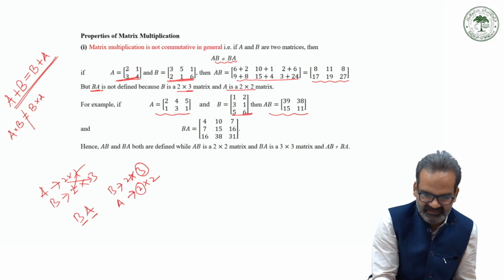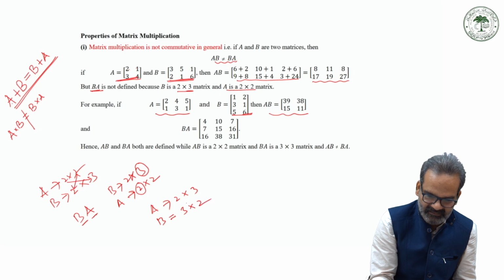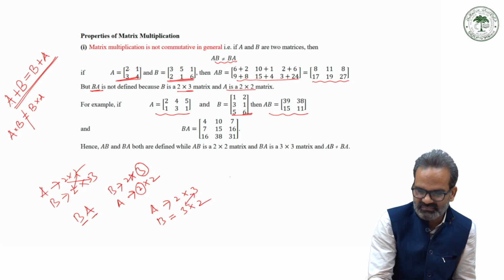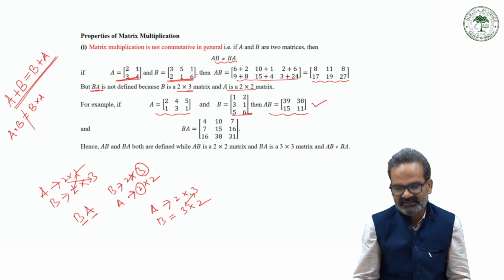For example, if A is this and B is this, then AB is this. This is a rectangular matrix. See, the order of A is 2 by 3. Always check the condition. The order of B is 3 by 2, right? So this requirement is satisfied. The order of the product will be 2 by 2, so we are getting a 2 by 2 matrix.